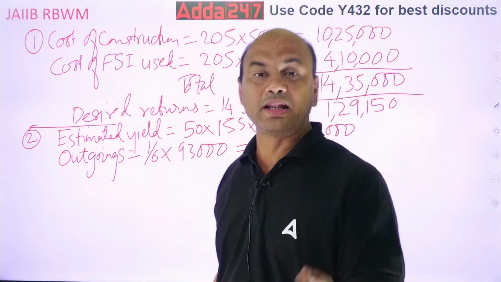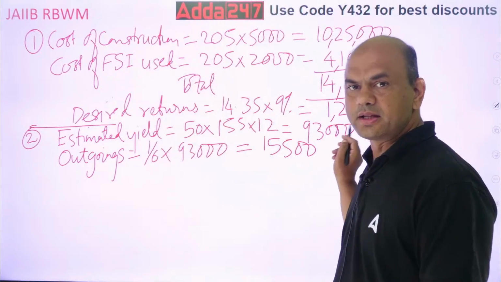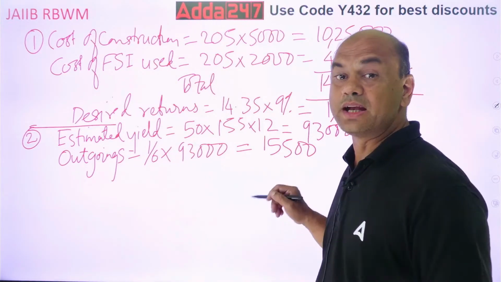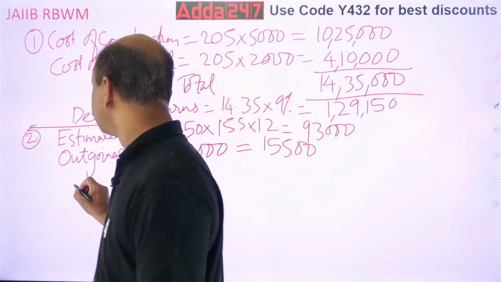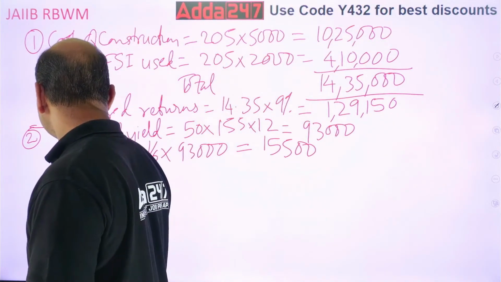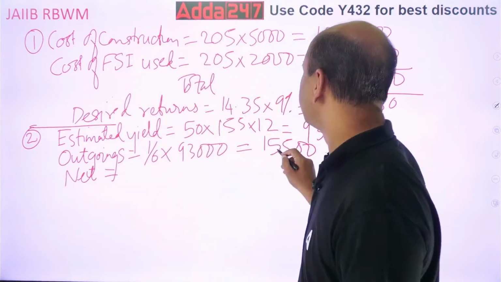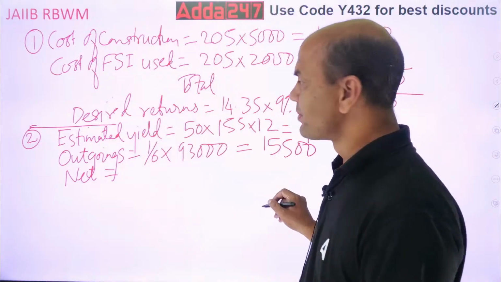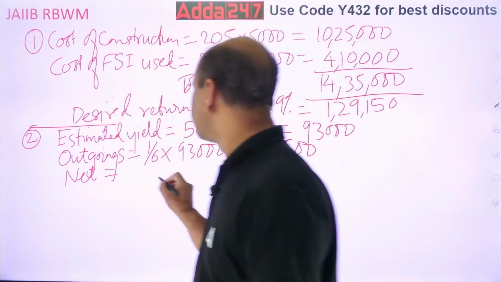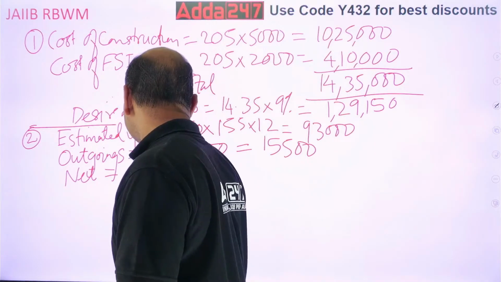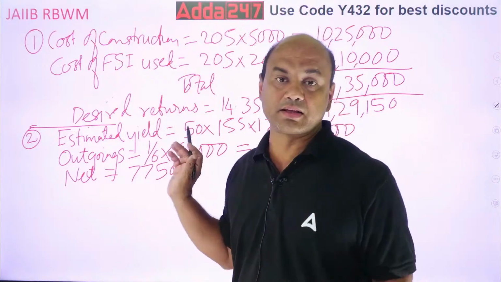So what is the net yield now? This much I am gaining, 93,000. This much is going out. So net is what? Now I'll have to subtract. Net equals, what is it? Subtract 93,000 minus 15,500. What is the answer? 77,500. This much is my net income.